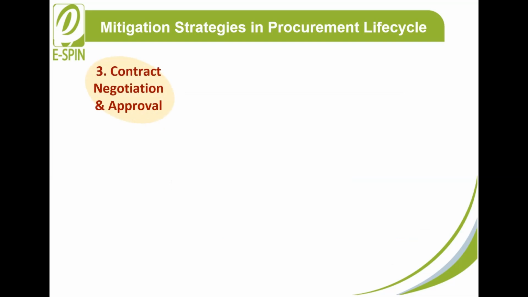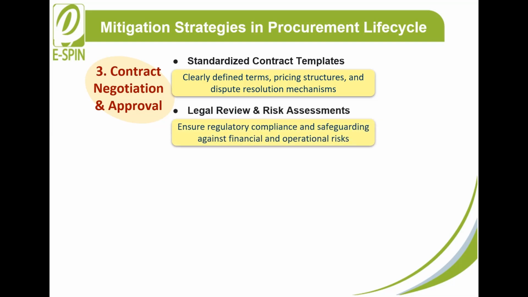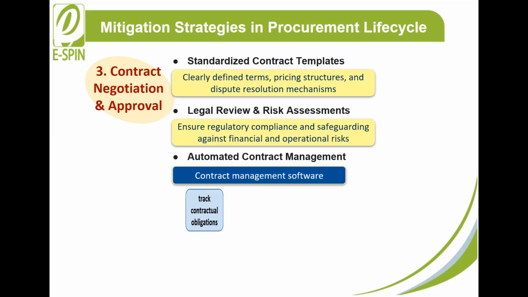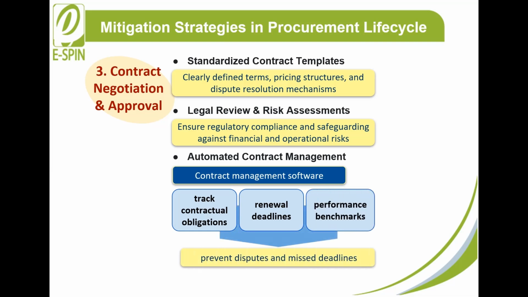In the contract negotiation and approval stage, the mitigation strategies include standardized contract templates with clearly defined terms, pricing structures, and dispute resolution mechanisms. Legal review and risk assessments ensure regulatory compliance and safeguarding against financial and operational risks. Automated contract management. Contract management software tracks contractual obligations, renewal deadlines, and performance benchmarks to prevent disputes and missed deadlines.